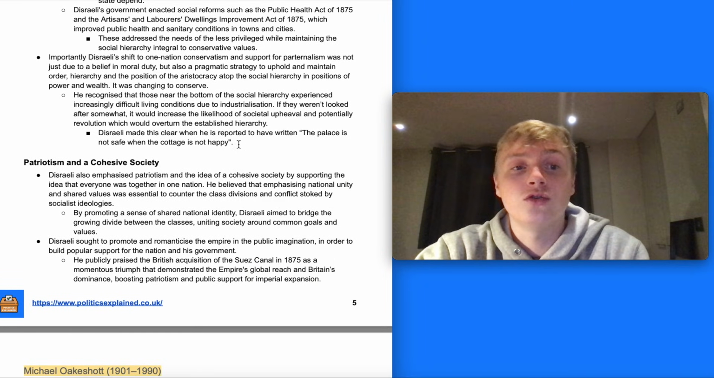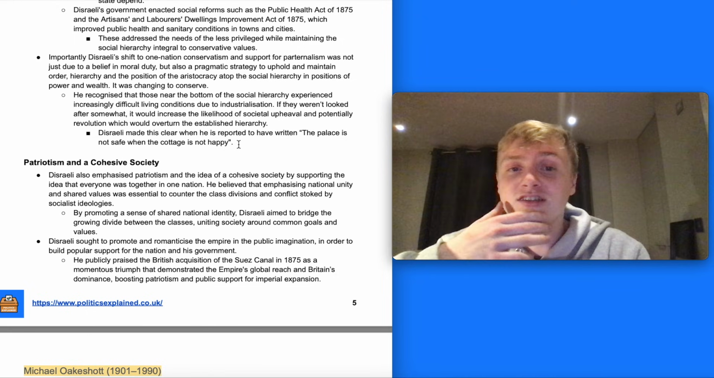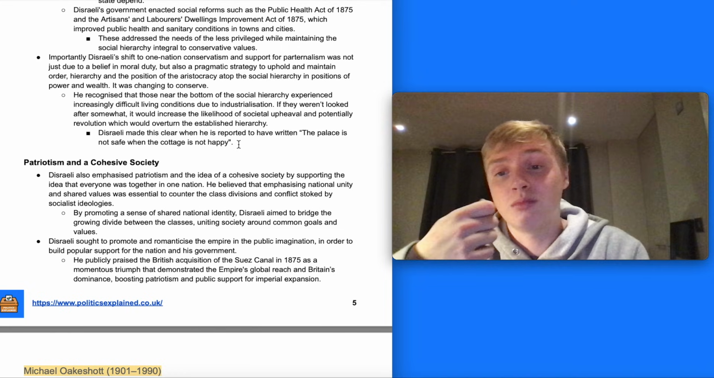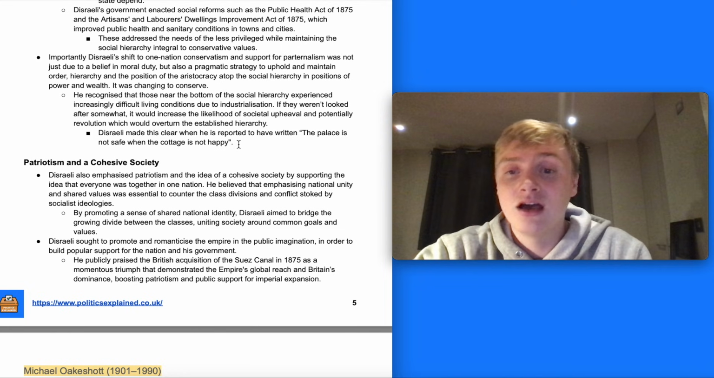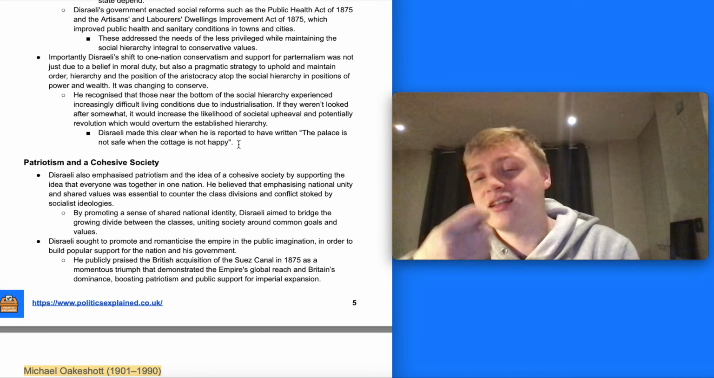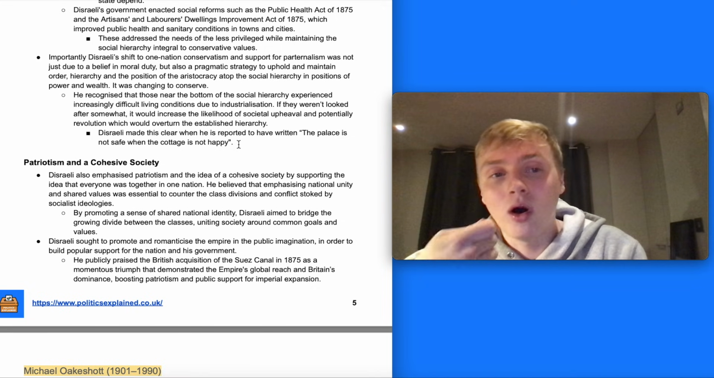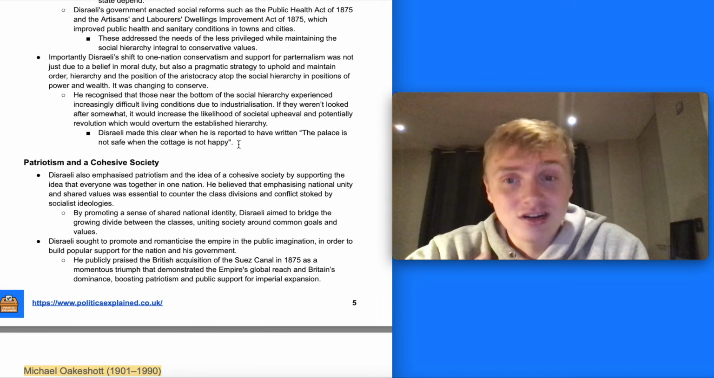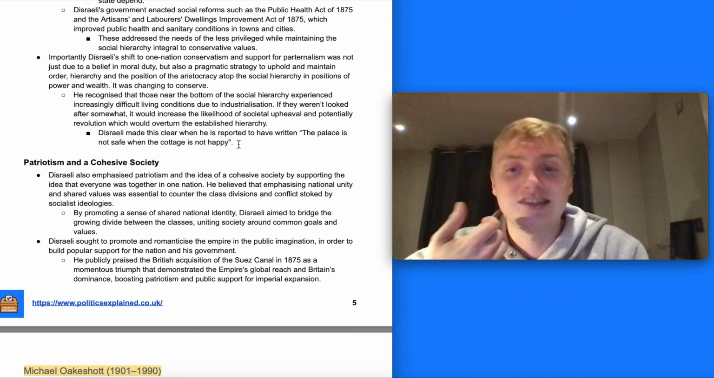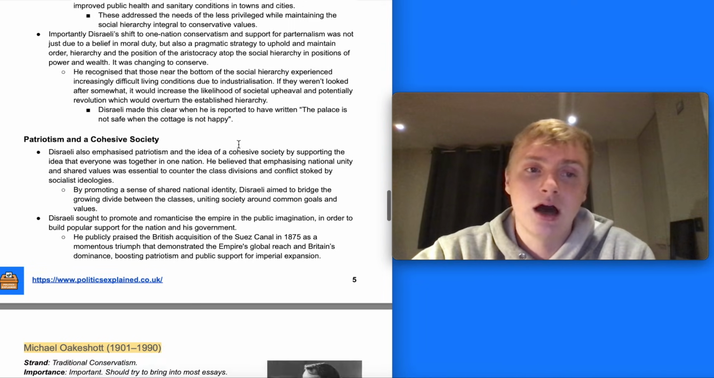It was kind of one of his key phrases, the palace is not safe when the cottage is not happy. So it's also to kind of, by supporting those lower down in society, you kind of warded them off, or present this idea of society where they didn't need to support socialism and really support revolution, support upheaval, which is obviously key to tradition and stability and maintaining society as well.